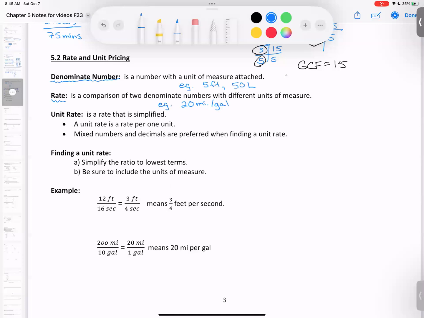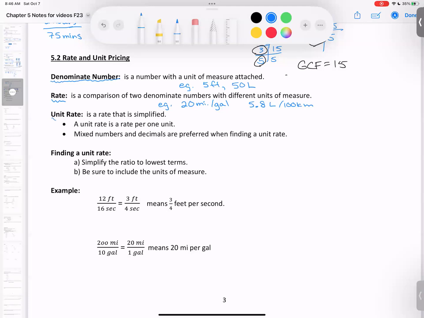Or if you're more modern than I am in the way you think about mileage, the more Canadian, I suppose, or metric way to think about it is liters per 100K. So maybe you get 5.8 liters for every 100K you drive. So those are examples of rates.